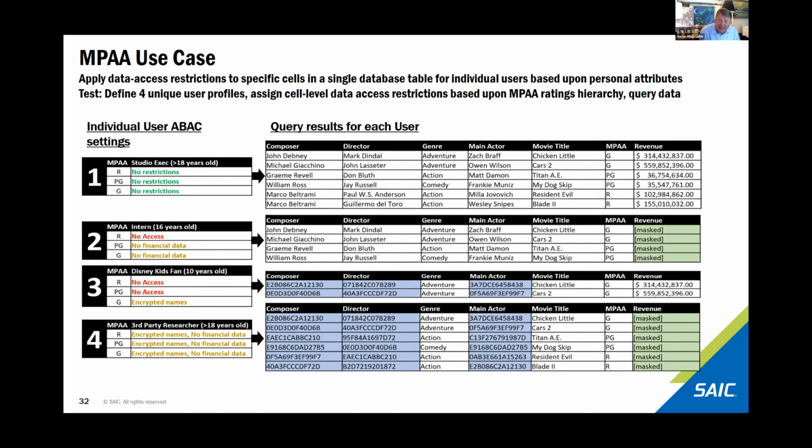Do we really want our 10-year-olds knowing how much money Chicken Little made? That's a value judgment that I think the parents will have to decide. In the fourth case, here we have a third-party researcher, probably like many of us, who try to get access to different open and subscription data services. In this case, they have unfettered access to the data, but the results are encrypted or masked depending on the content, because we don't want that user to be able to do certain things for particular reasons, like attributing revenue to actors or to directors and so forth.